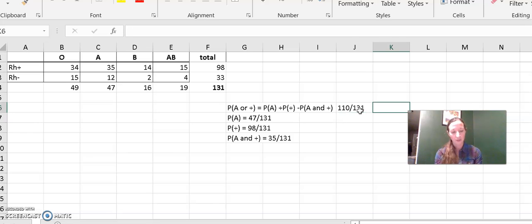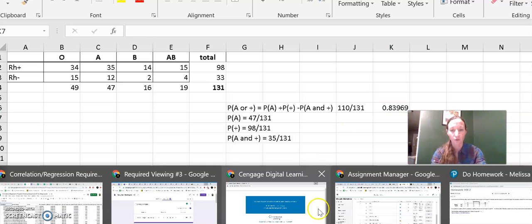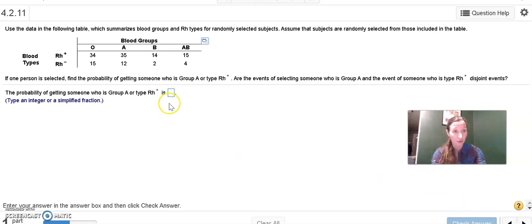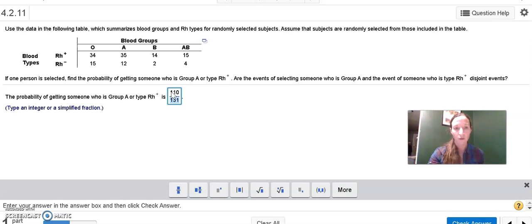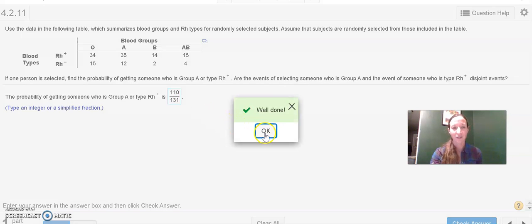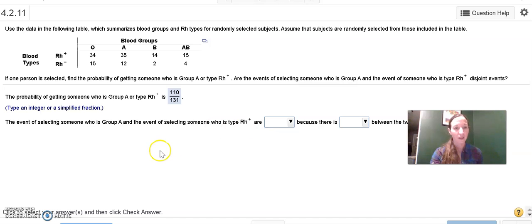And when I perform that division in my calculator, I get 0.83969, which I'm sure my labs will ask you to round in some fashion. Oh, integer or simplified fraction. 110 divided by 131 does not reduce. And well done. And they are not disjoint or not mutually exclusive because there is an overlap or an intersection.